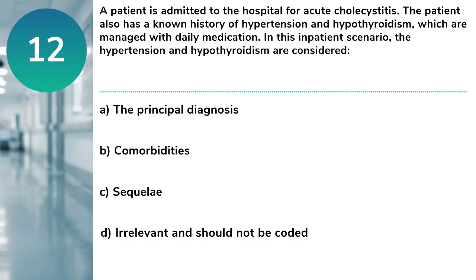Question 12. A patient is admitted to the hospital for acute cholecystitis. The patient also has a known history of hypertension and hypothyroidism, which are managed with daily medication. In this inpatient scenario, the hypertension and hypothyroidism are considered: A. The principal diagnosis. B. Comorbidities. C. Sequelae. D. Irrelevant and should not be coded.